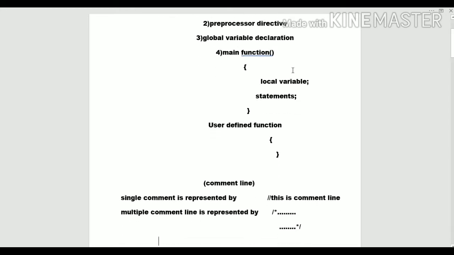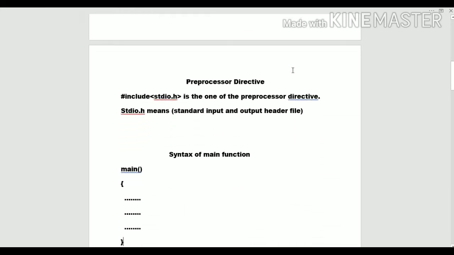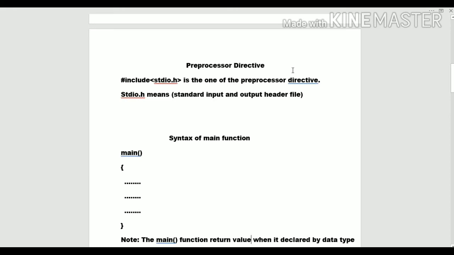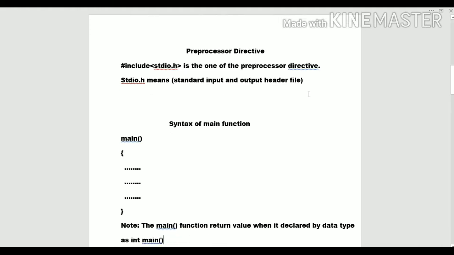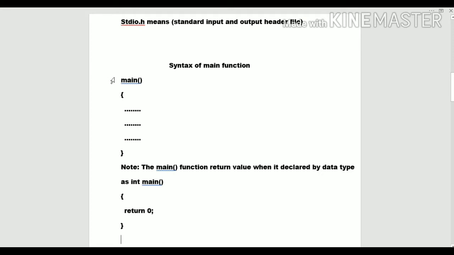Now the main part is the main function. It is a user defined function, and every program has one main function from where the program actually starts. It is enclosed within a pair of curly braces. As you can see on the screen, this is the syntax of the main function. Main with void means null. This is the opening curly brace, these are the statements, and this is the closing curly brace. The main function returns a value when it is declared with a data type, as in int main.